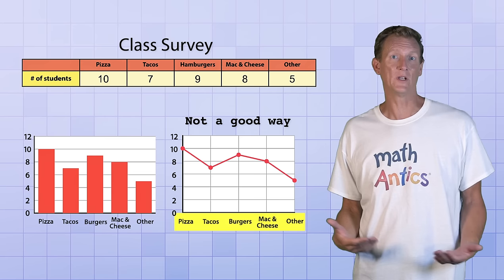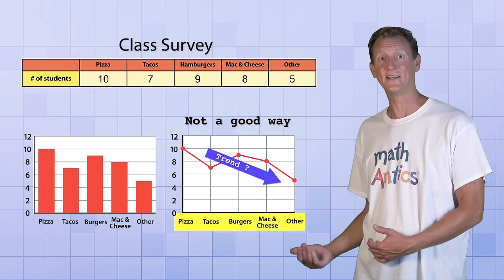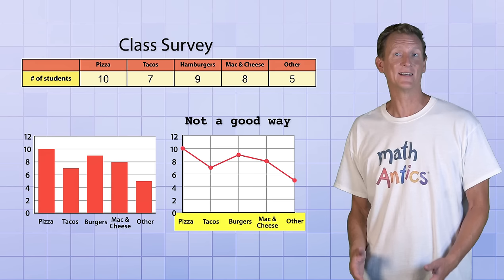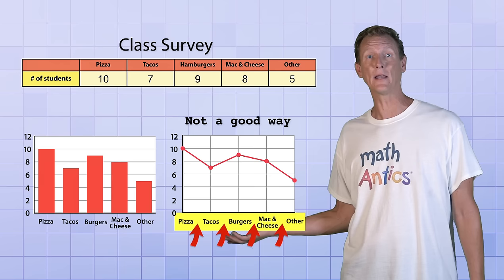And because the order isn't important, any trend you might see by using a line graph doesn't have any real meaning. In fact, it could actually be misleading to use a line graph for data like this, because it also implies that there could be choices in between the survey options, like taco pizza or pizza hamburgers. So in cases like this, it's better to just stick with a bar graph so people don't get confused.